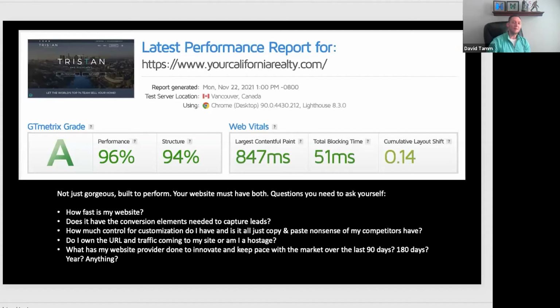Okay? And you don't have to have a lead form right above the fold. Tristan elected, he wanted it right below the fold. That's totally okay too, but he's got that path of least resistance for the consumer when they want to volunteer their information and do business.